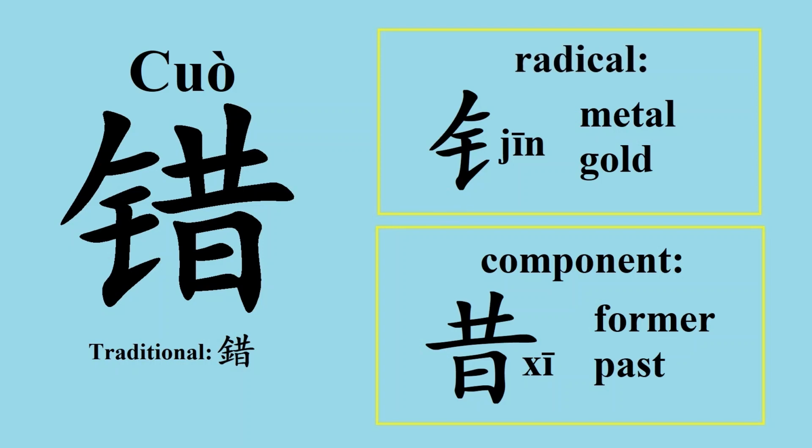What is the meaning of 错? The meaning of 错 in English is wrong, error, mistake, or fault. This Chinese word can be used as a noun, a verb, or an adjective.